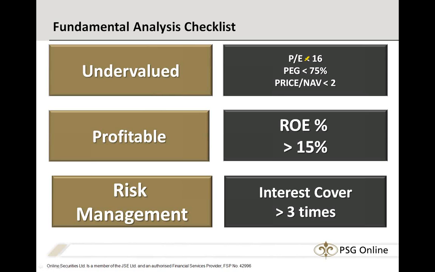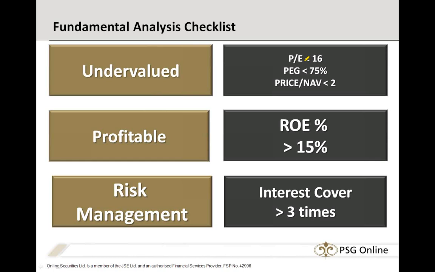But the PEG, this is what we prefer to use, is a PE relative to its growth. So we're looking at shares that have what we call a margin of safety. Any shares that are trading below 75%, that's what we're looking for. Alternatively, you can also use the price NAV ratio. In our benchmark, we're looking at anything below 2. When we look at profitability, we look at operating margins. We also look at what is called return on equity, and our benchmark is 15% plus.